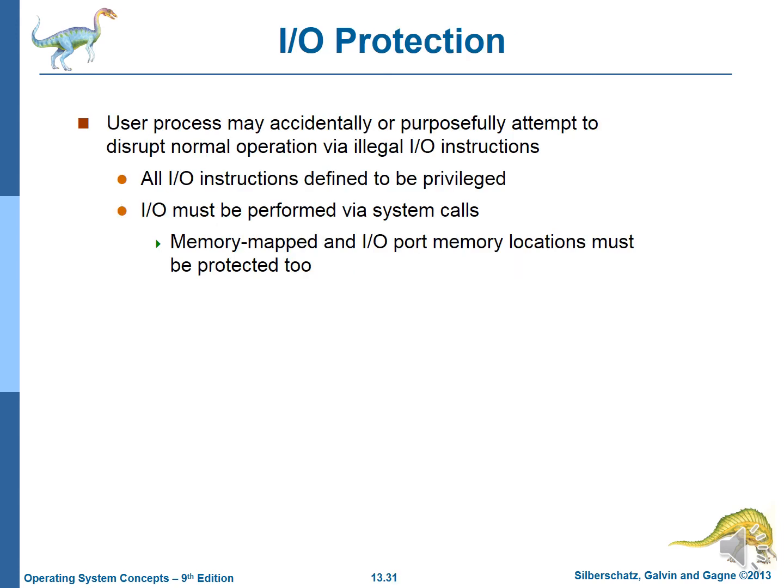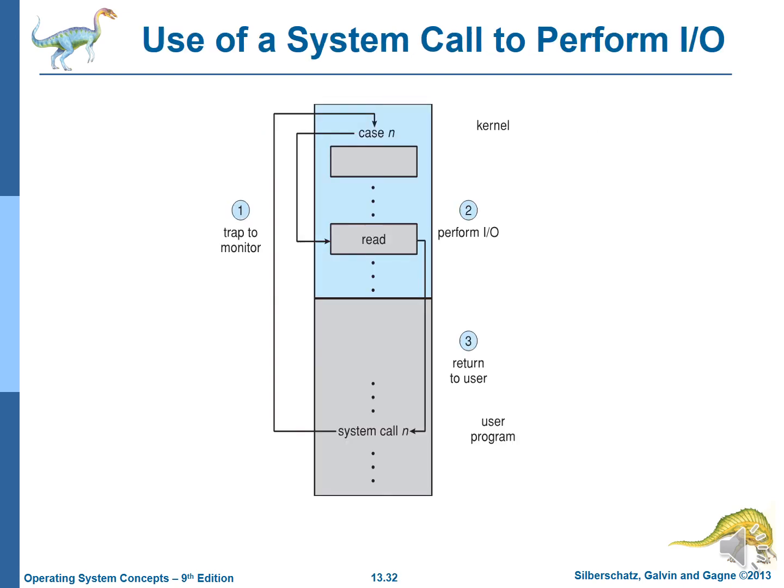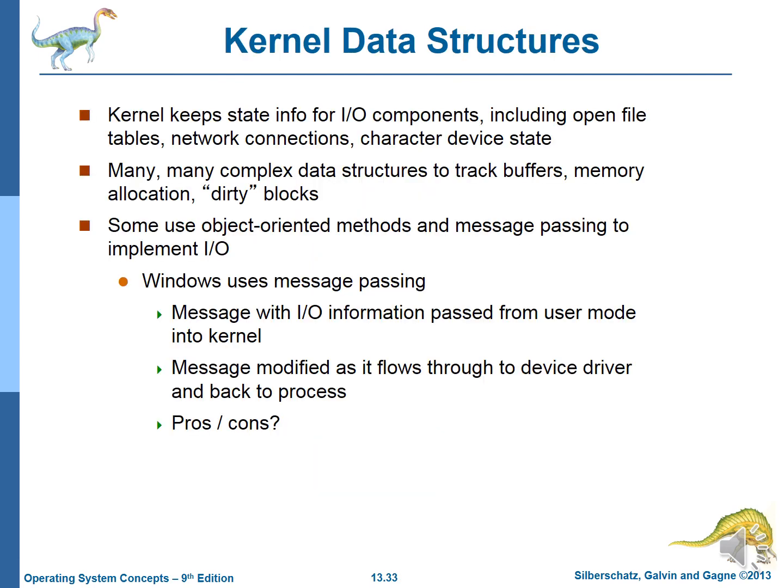IO protection: a user process may accidentally or purposefully attempt to disrupt normal operation. So IO instructions are defined to be privileged. IO must be performed via system calls. Memory mapped and IO port memory locations must be protected. Use a system call to perform IO: trap to monitor, then perform IO, return to user program.